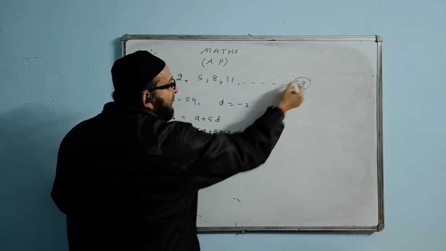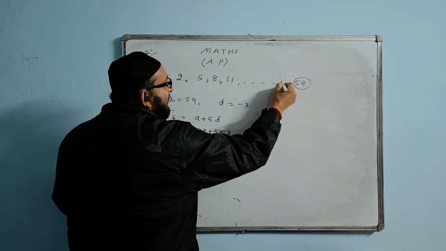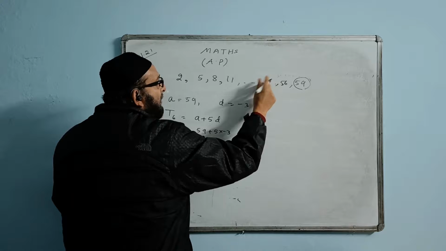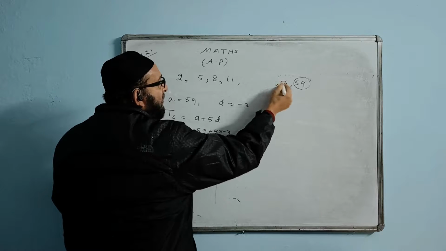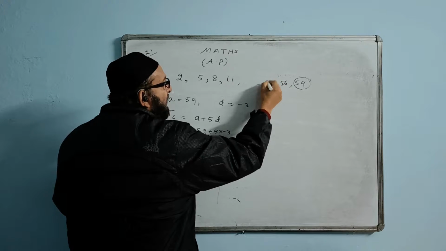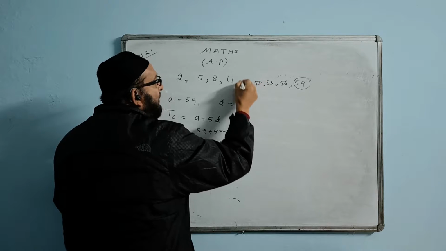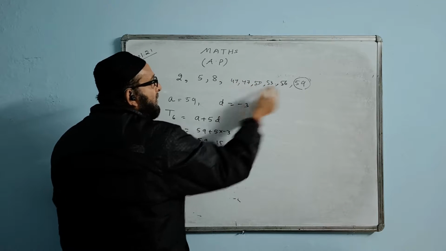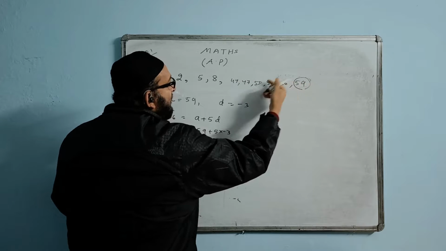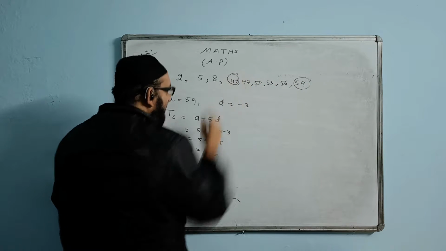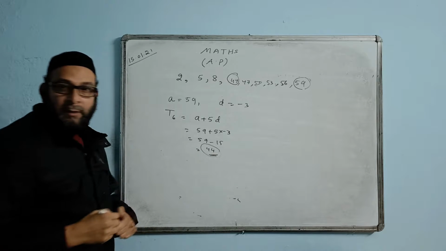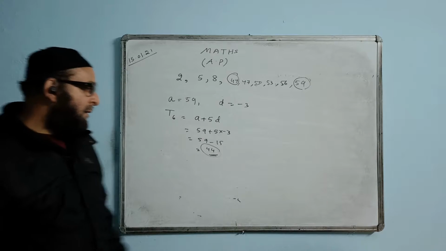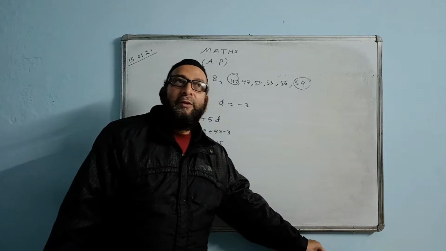If you do it manually, 59, and before that will come what? 56, a gap of 3, no? Before 56 will come 53, then 50, then 47, then 44. See, is the 6th number this or not? First, second, third, fourth, fifth, sixth. The 6th number is 44 here or not? So you can find it. Tell me the number which you could not do, then I will do that.